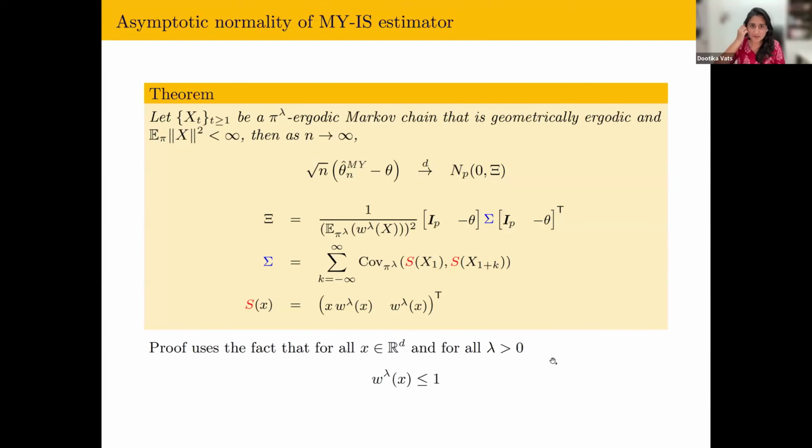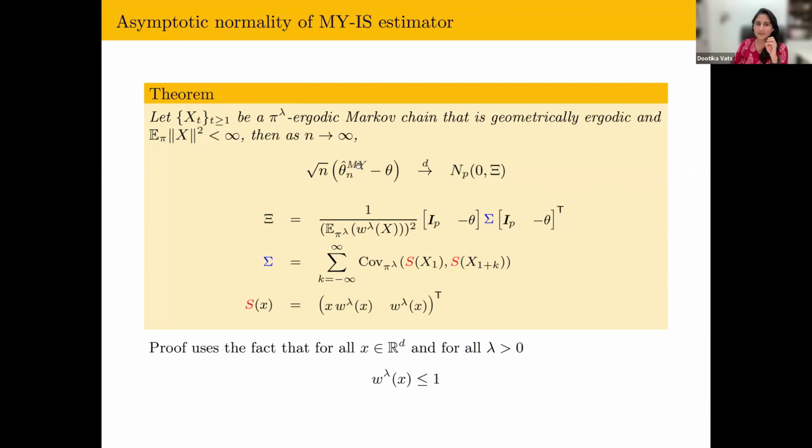So that's the first thing we look at, is what is the variance of the estimator, and we do this by establishing asymptotic normality of our Moreau-Yosida estimator. So let X_t be a pi lambda ergodic Markov chain, and I am assuming, I forgot to write that, I'm assuming reversibility over here, because I'm employing Metropolis-Hastings samplers. So let X_t be a reversible pi lambda ergodic Markov chain that is geometrically ergodic, and that I have two moments under pi, right?